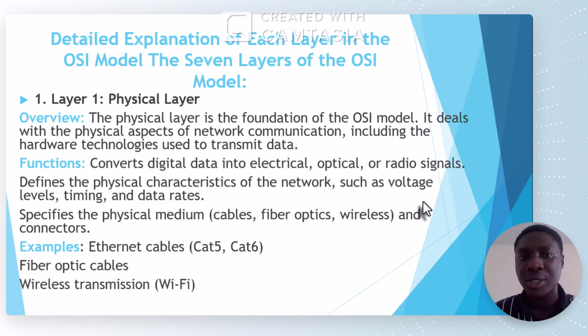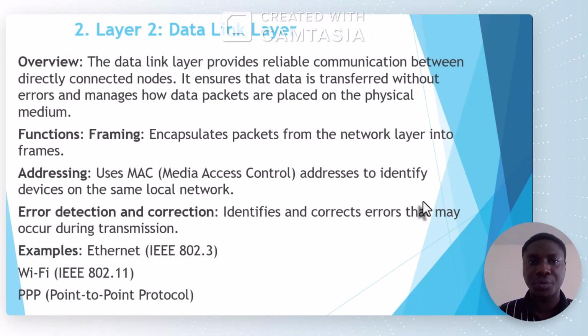So what are some of the functions of this physical layer? The physical layer converts digital data into electrical, optical, or radio signals. It defines the physical characteristics of the network, such as the voltage level, timing, and data rate. It specifies the physical medium: cable, fiber optics, wireless, and connectors. Some examples are Ethernet cable, Cat5, Cat6, fiber optic cable, and wireless transmission like Wi-Fi.